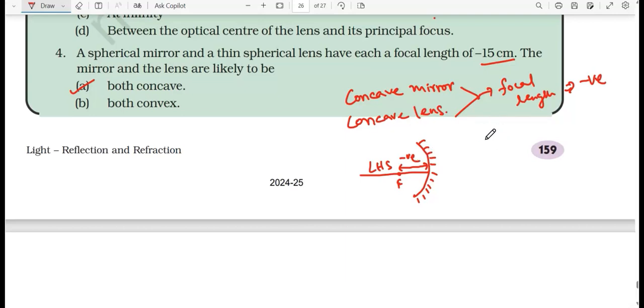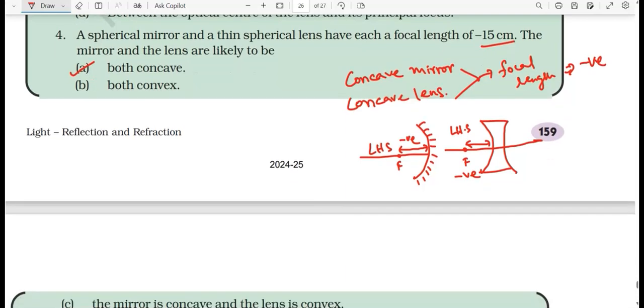Same way in case of concave lens. This is your concave lens. Your primary focus, where does it lie? On the LHS, somewhere over here. So this is your focal length, which will be negative. Okay, so the answer will be 4A. Now let us go to the next question.